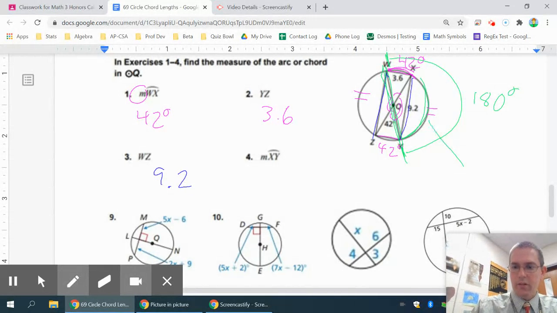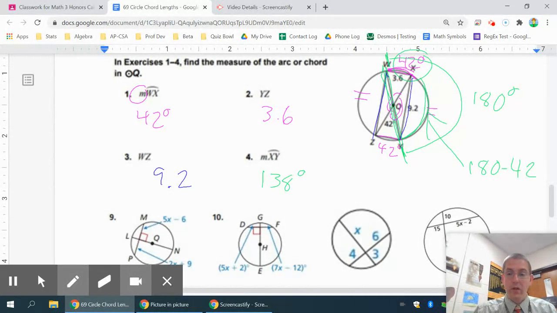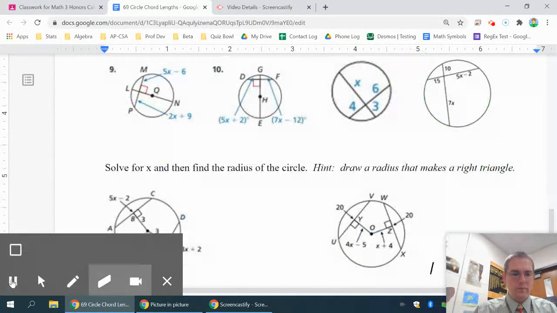So to find out this piece right there, that would be 180 degrees minus the 42 degrees I have up here, and then that's going to give me 138 degrees. And that's the way to do it. You also could have found the angle in the middle by saying 42 plus angle Q would have to equal 180, and then subtract 42. Same thing could have happened for you there. We'll go ahead and work a few more.